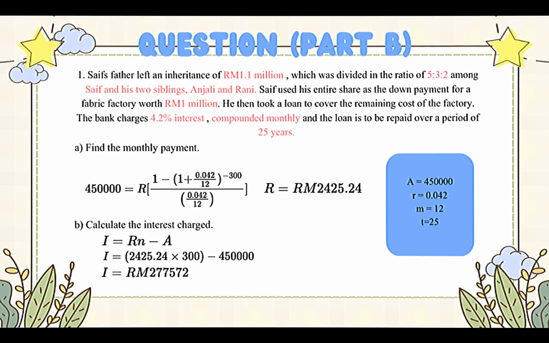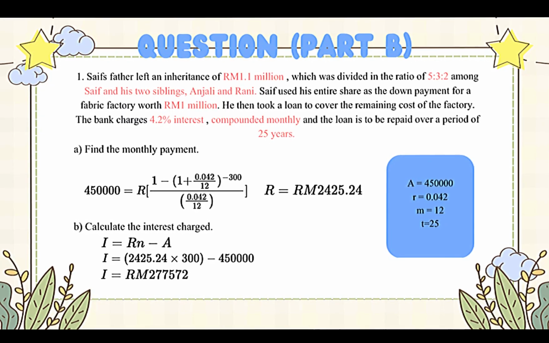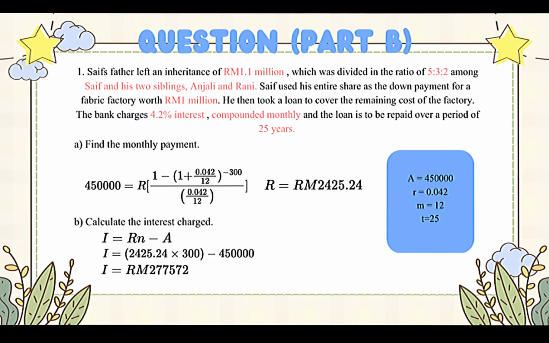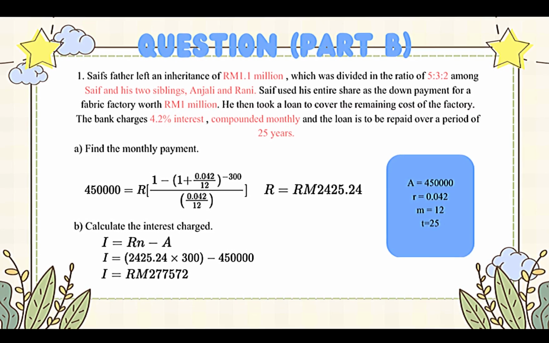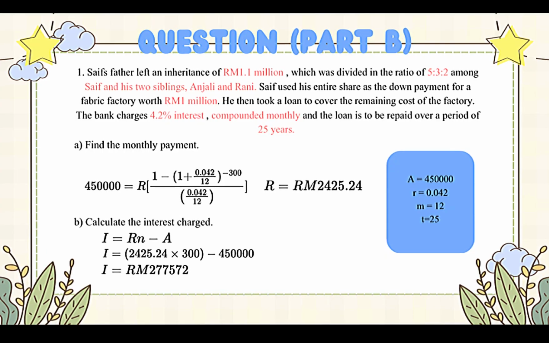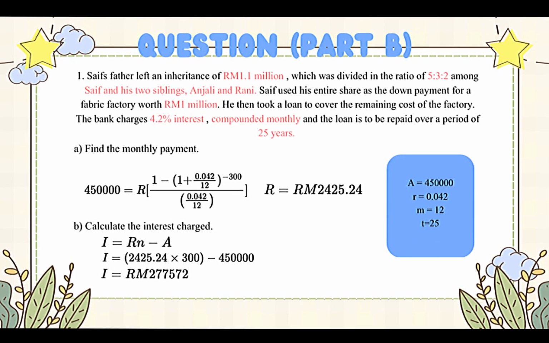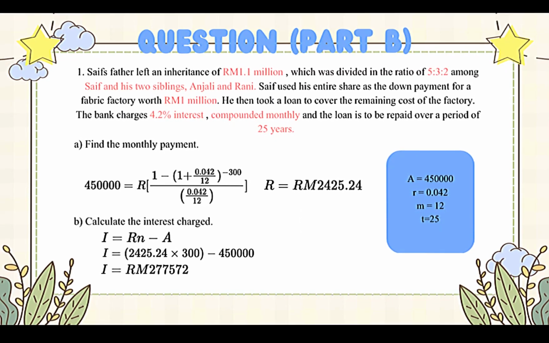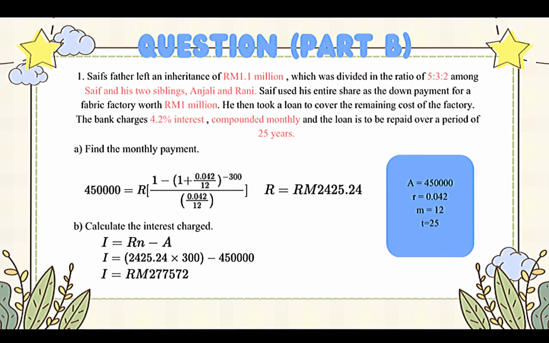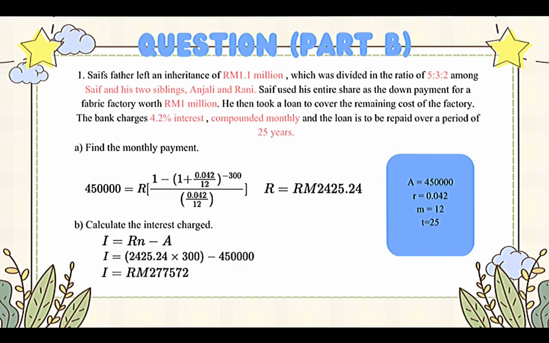Part B, question 1. Saif's father left an inheritance of 1.1 million ringgit, which was divided in the ratio of 5:3:2 among Saif and his two siblings, Anjali and Rani. Saif used his entire share as the down payment for a fabric factory worth 1 million ringgit. He then took a loan to cover the remaining cost of the factory. The bank charges 4.2% interest compounded monthly, and the loan is to be repaid over a period of 25 years. A. Find the monthly payment.